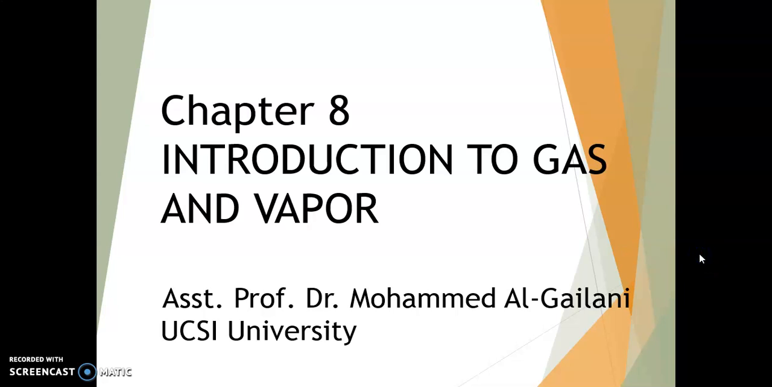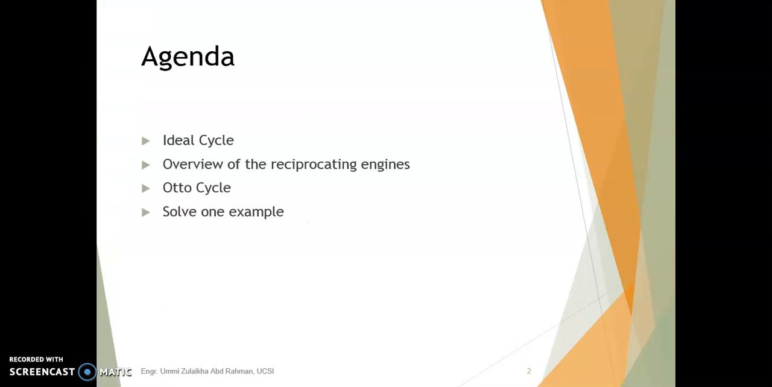Good morning, everybody. Today we are going to talk about chapter number 8, Introduction to Gas and Vapor. Our agenda today is ideal gas. We will go through the overview of the ideal gas. Then we will cover the overview of the reciprocating engines, Otto cycle. Then we'll solve one example to understand the idea of the Otto.